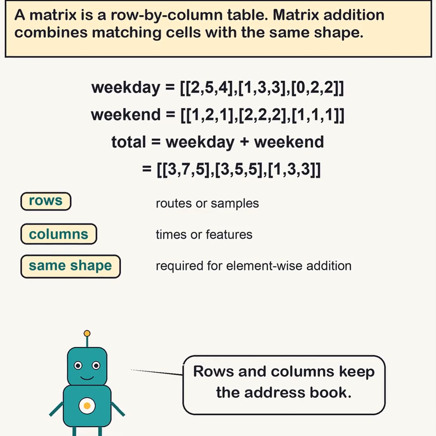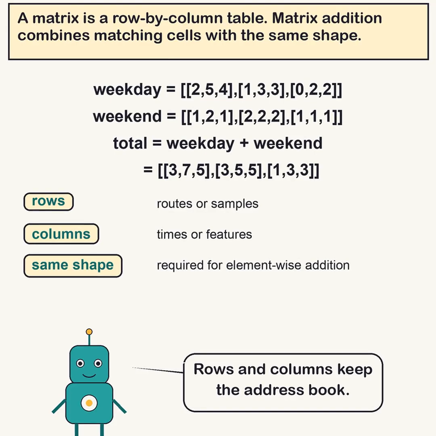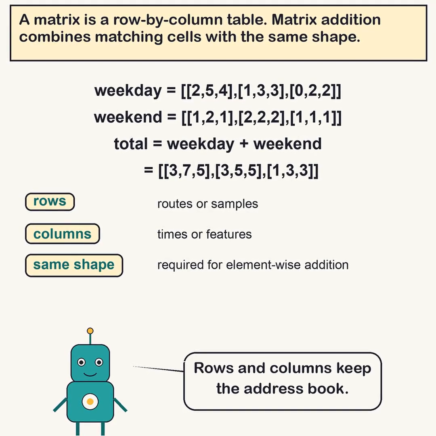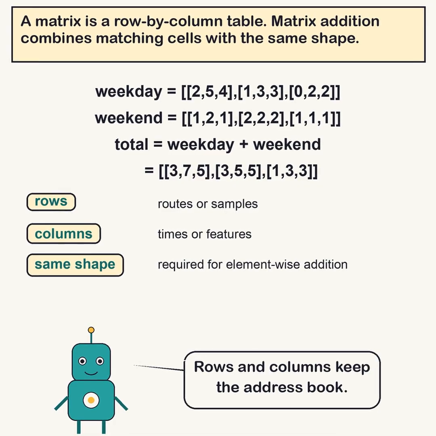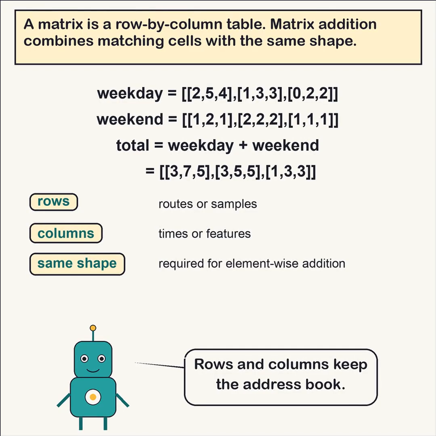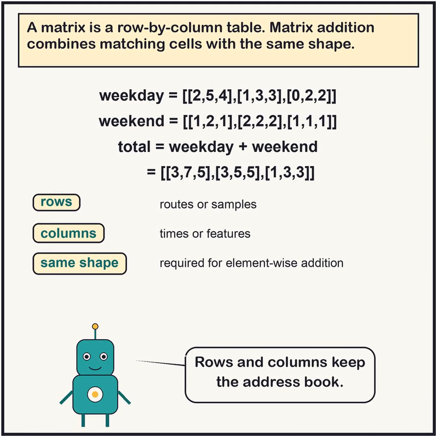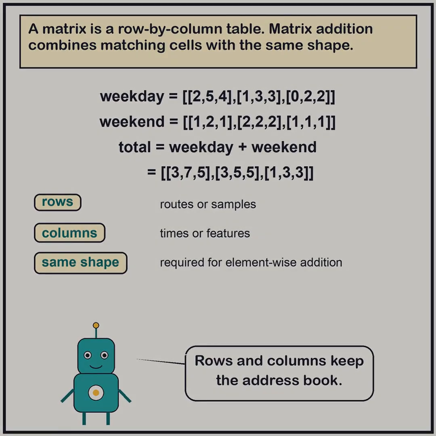A matrix is a table with row and column meaning. Addition requires the same shape and combines matching addresses, which is why bias addition and residual connections work cleanly. Real-world analogy. Matrix addition is like adding 2 spreadsheets with the same layout. Monday sales add to Monday sales, not to Tuesday stock.